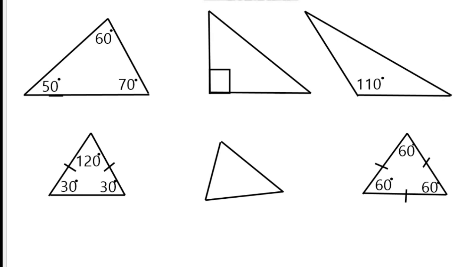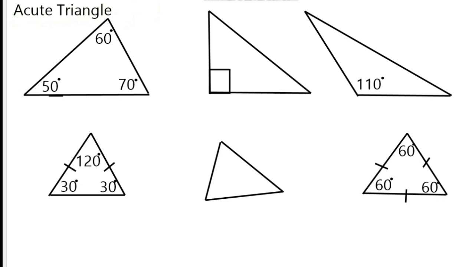Today we're going to talk about different types of triangles. So we have 6 different types of triangles that I have drawn here. The first one is going to be the acute triangle. So that's an acute triangle.